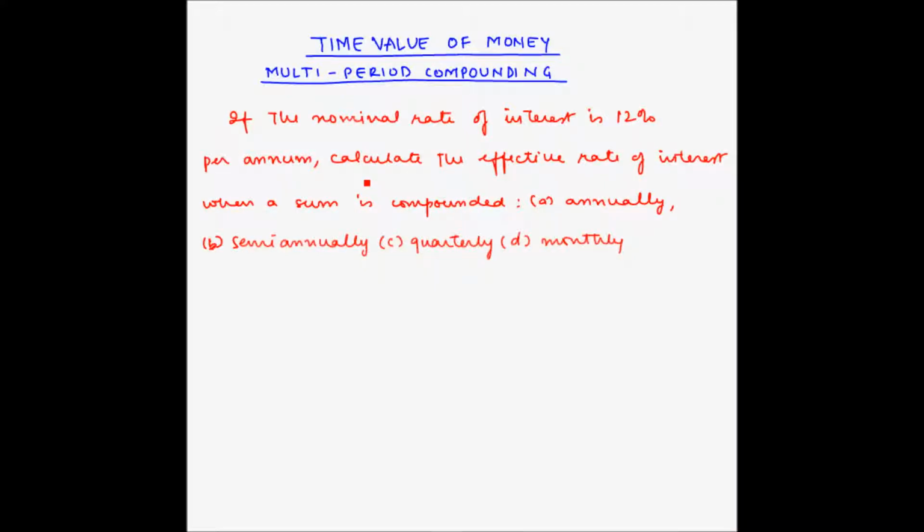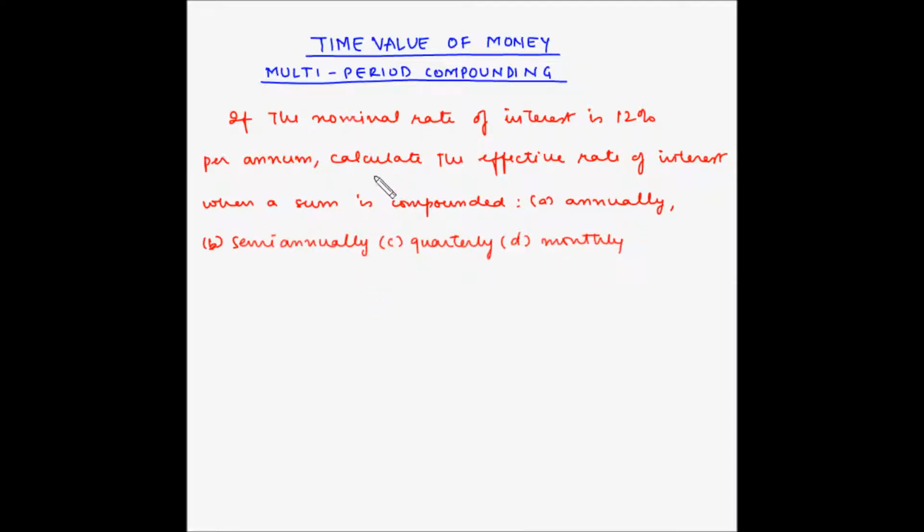Let us take a look at an example to understand the concept of multi-period compounding. If the nominal rate of interest is 12% per annum, calculate the effective rate of interest when a sum is compounded annually, semi-annually, quarterly, and monthly.